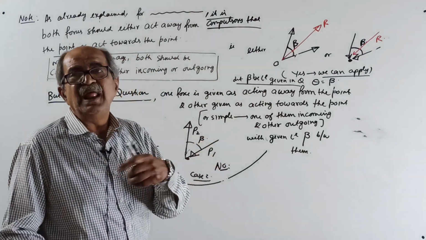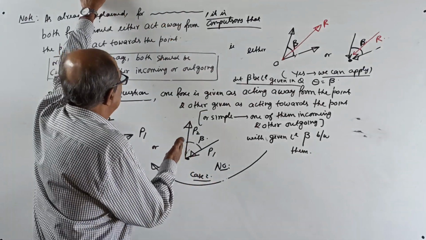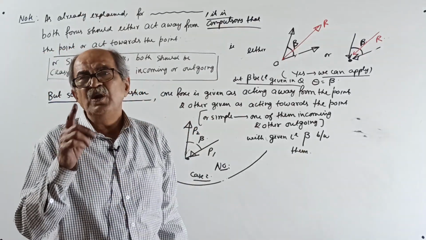Therefore, in simple language, there will be people who comment. He tells us incoming, outgoing, he uses those words. For them, I will tell only one thing.